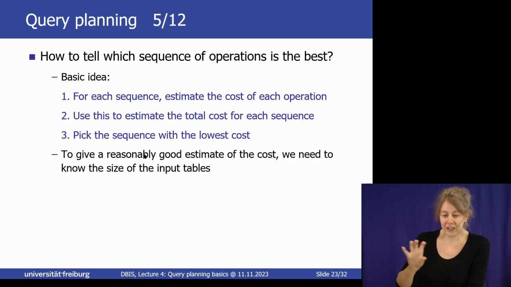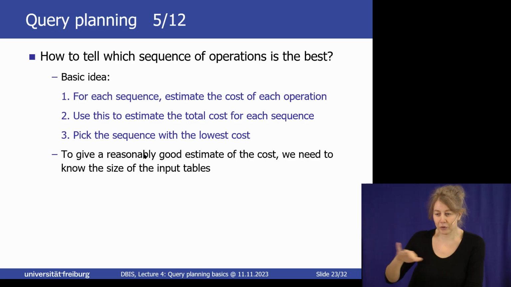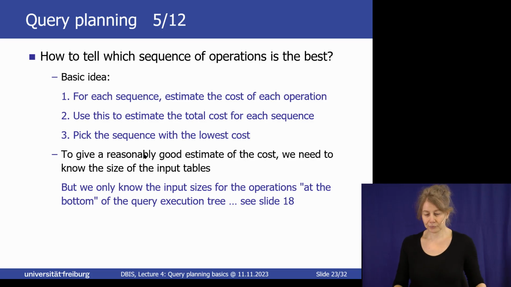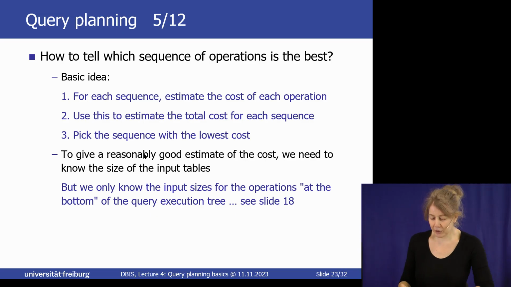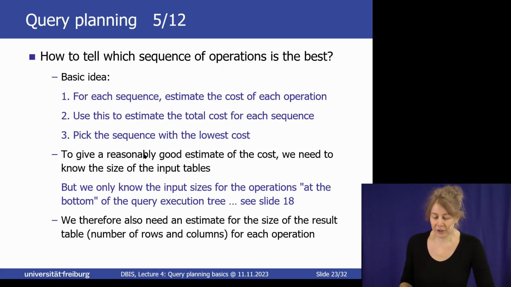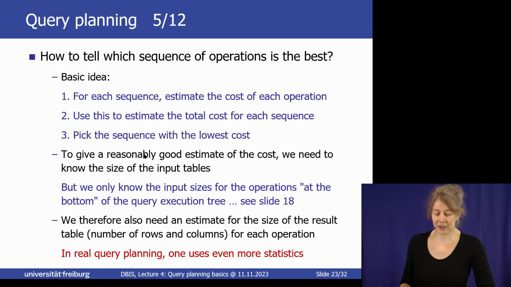And we will see that the hard part is estimating the number of rows, because the number of columns you can always tell beforehand. There's nothing dynamic about that. We only know the input tables. Those are fixed, but once we go up in the tree, we don't know anymore how large the intermediate results are.